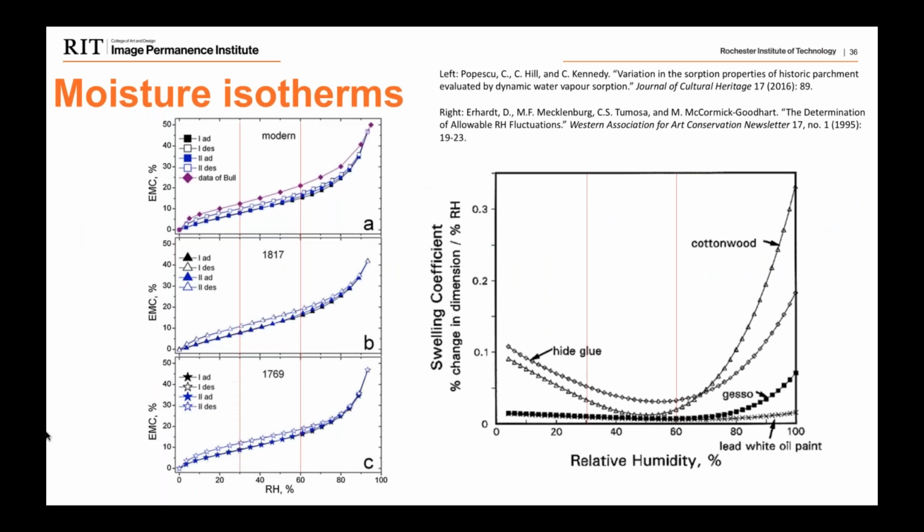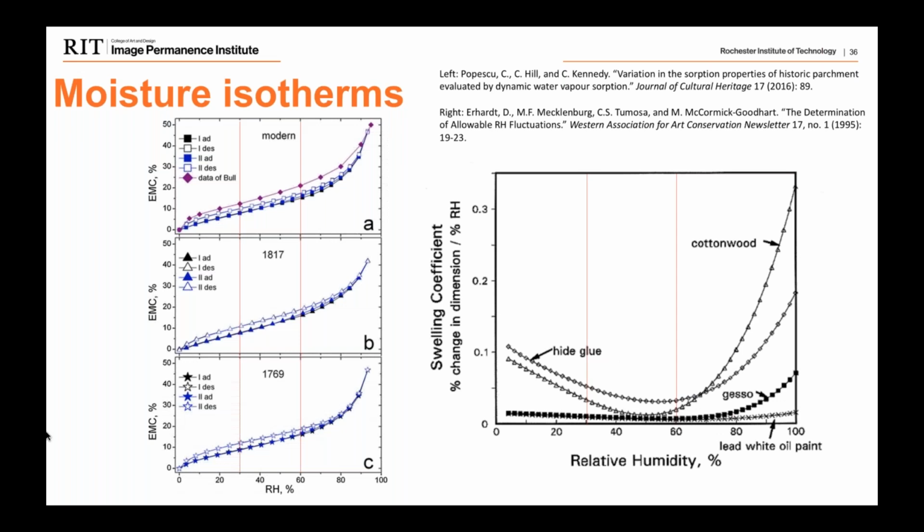Okay, so these are moisture isotherms. We actually looked at these earlier in the webinar, the graph of the moisture content in response to changes in relative humidity. The reason I've included it here is to show you where we came up with that range of 30 to 60% relative humidity. The moisture isotherms show the flattest areas in the 30 to 60 range. And so that means that when we change the relative humidity within 30 to 60%, we're seeing the least amount of change in moisture content.